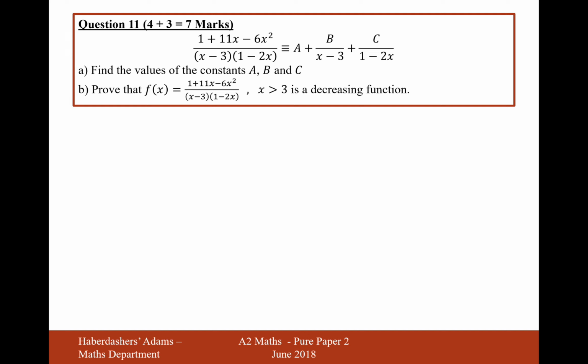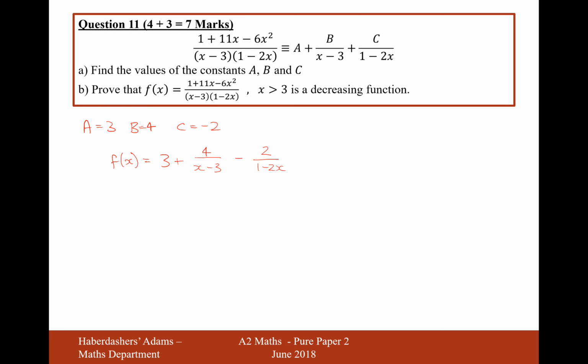Let's now move on to part B then, and part B is as we've got it from above. A is 3, B is 4, and C is minus 2. Okay, so let's now write the fraction f of x with a's, b's and c's in it. So it's going to be 3 plus 4 over x minus 3 and minus 2 over 1 minus 2x. Prove that this expression here, where x is bigger than 3, is a decreasing function.